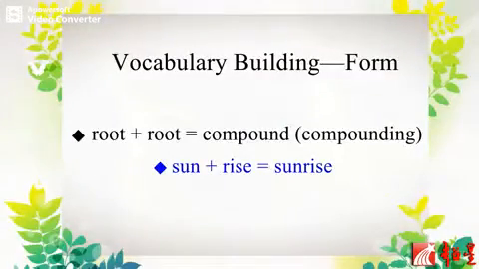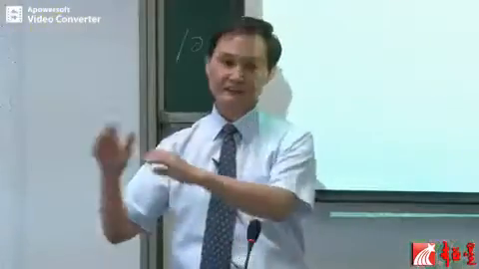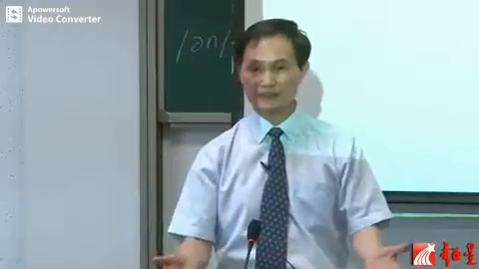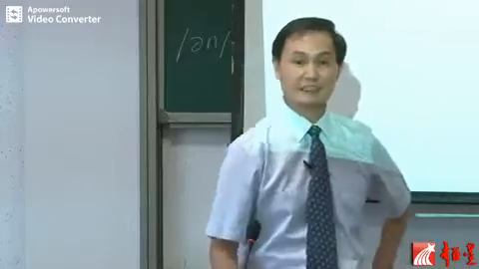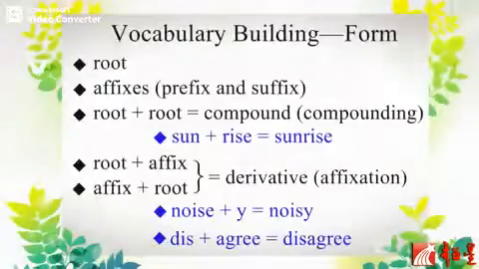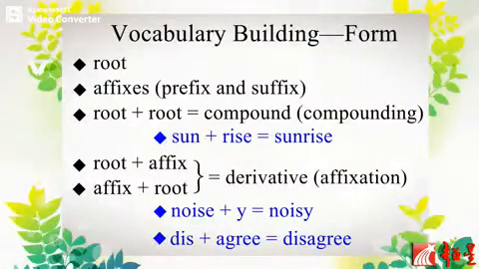Root plus a root makes a compound word. If the two elements are both roots, the word is a compound. For example, sun and rise is a compound word. Sun is a root, rise is also a root. The two roots are combined to make sunrise. This is one word. It's a compound word. Now what about root and affix? Root plus an affix makes a new word, and affix plus a root also makes a new word.